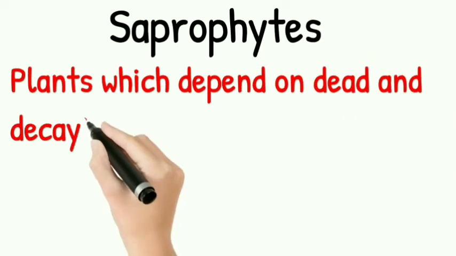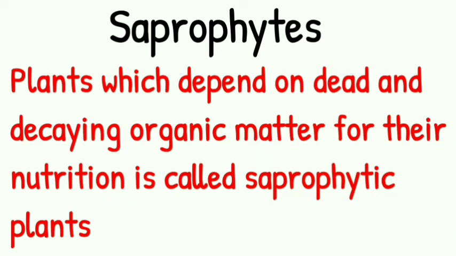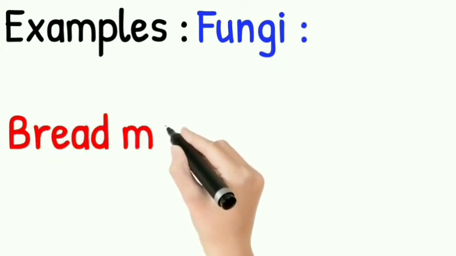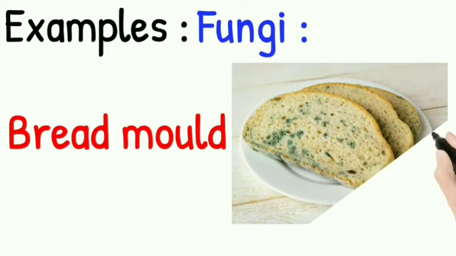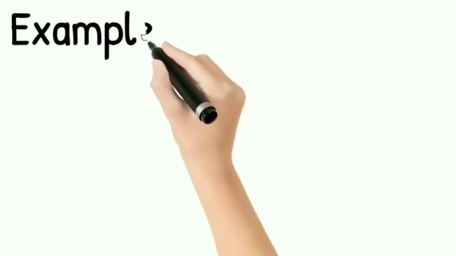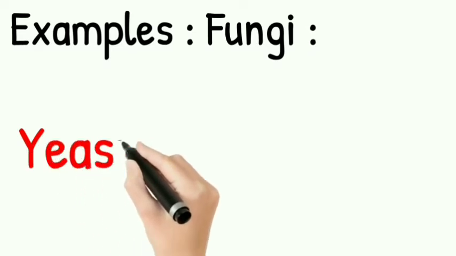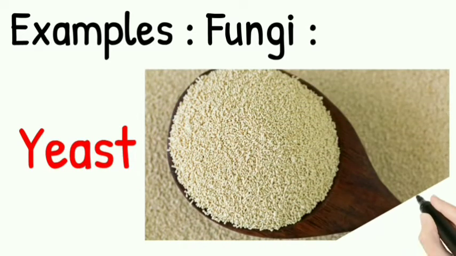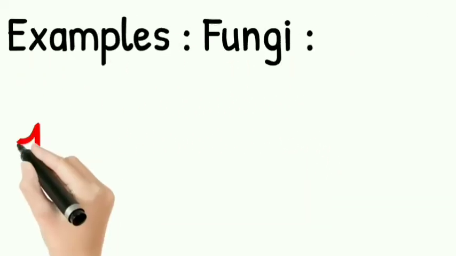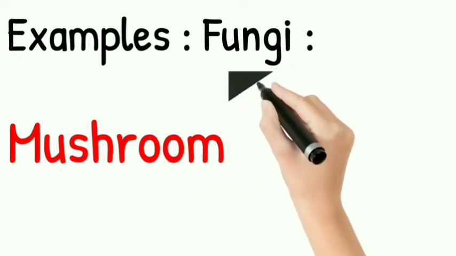Now let us learn about saprophytes. Plants which depend on dead and decaying organic matter for their nutrition are called saprophytic plants. Examples are fungi. In fungi, bread mold, yeast, and mushroom.